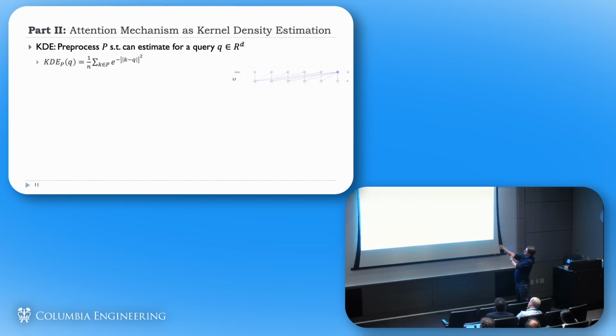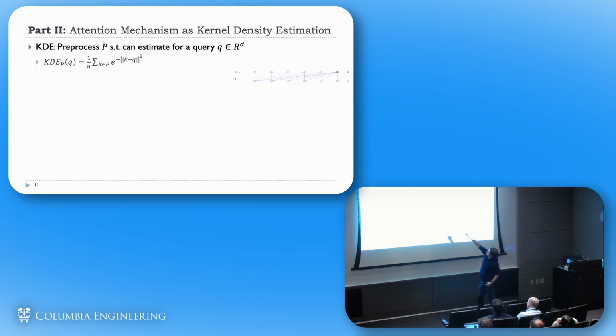It says we have a data set P of, let's say, Euclidean points. What we want is to preprocess such that for a given query Q, I now want to compute this function. This is the average over, we'll call them K, from the data set, mostly because this is the standard notation in attention, where these points are called keys. So let's go with that notation.